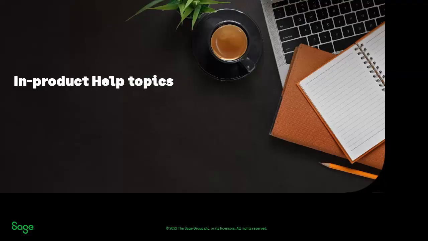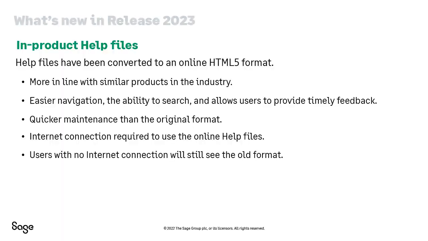Now let's take a quick look at how in-product help has been improved. The in-product help files have all been converted to an online HTML5 format. This updated process is now more in line with similar products in the industry and provides easier navigation, the ability to search, and allows users to provide timely feedback. Maintenance and updates can be accomplished more quickly than in the original format, and now you must have an internet connection to use the online help files. Users with no internet connection will still see the help topics displayed in the old format.